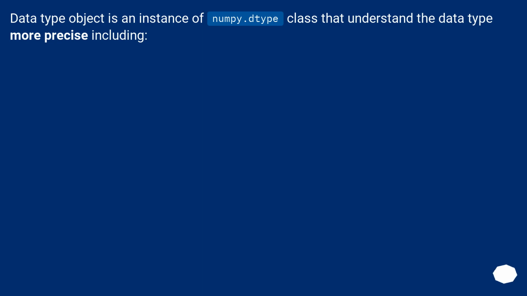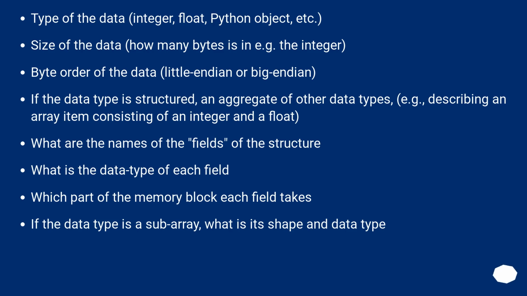Data type object is an instance of numpy.dtype class that understands the data type more precisely, including: type of the data, integer, float, Python object, etc.; size of the data, how many bytes is in, for example, the integer; byte order of the data, little endian or big endian; if the data type is structured, an aggregate of other data types, for example, describing an array item consisting of an integer and a float, what are the names of the fields of the structure, what is the data type of each field, which part of the memory block each field takes; if the data type is a subarray, what is its shape and data type.